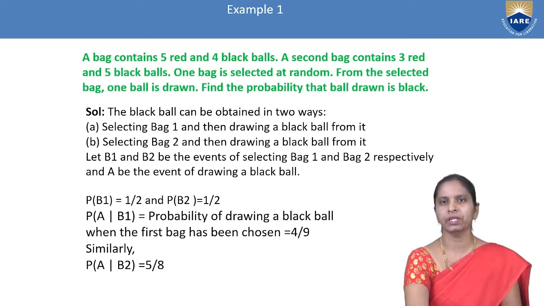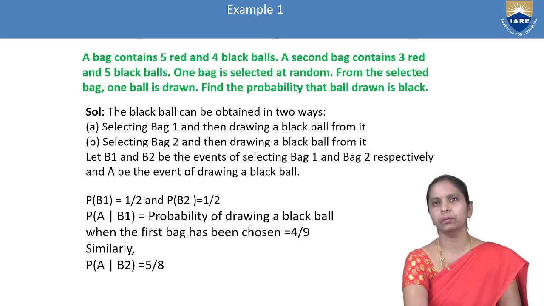So, what is the example here? A bag contains 5 red and 4 black balls. A second bag contains 3 red and 5 black balls. One bag is selected at random. From the selected bag, one ball is drawn. Find the probability that the ball drawn is black.